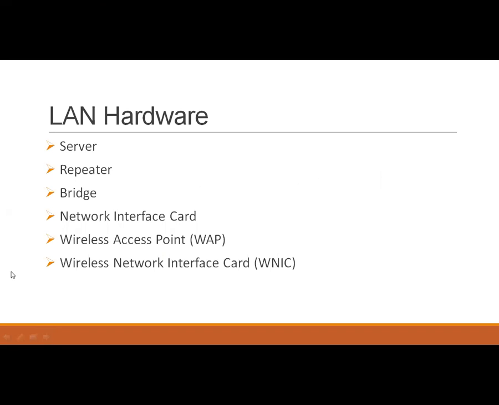The LAN hardware has several terms. A few of those terms will be discussed in today's lecture. The first ones are the server, repeater, bridge, network interface card, wireless access point or WAP, and wireless network interface card. So let's start exploring each of these devices in a bit of detail, and then we will move on to the question answer session to have more clarity in our understanding.